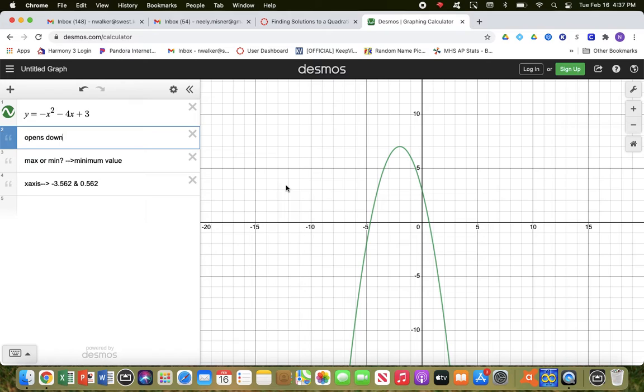Now, does this one have a maximum or a minimum value? The last one had a minimum because it had a valley. This one has a peak. It's got a high point, but then the rest of the graph goes down forever and ever. So this is a maximum. It's got a high point.